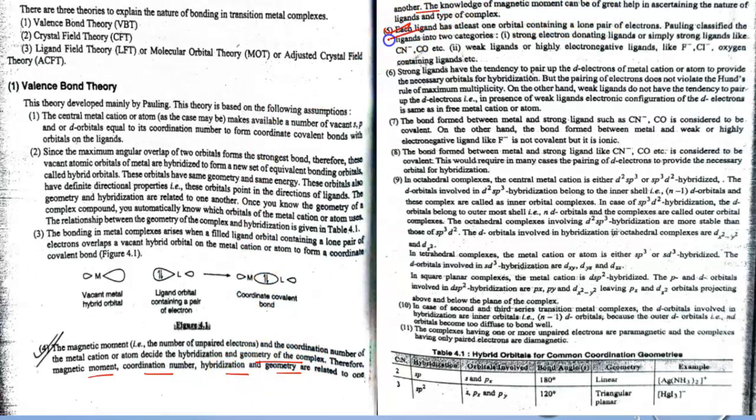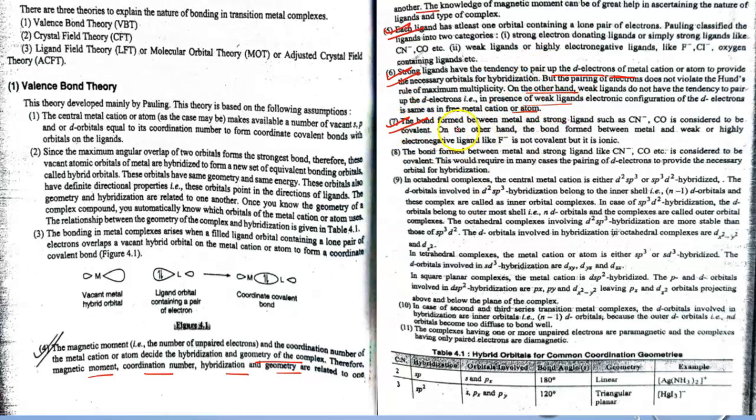And proceeding further, we have another point related to strong field and weak field ligands, which we have already discussed. Strong field ligands have a tendency to pair up d electrons, whereas weak field ligands do not have the tendency to pair up electrons.